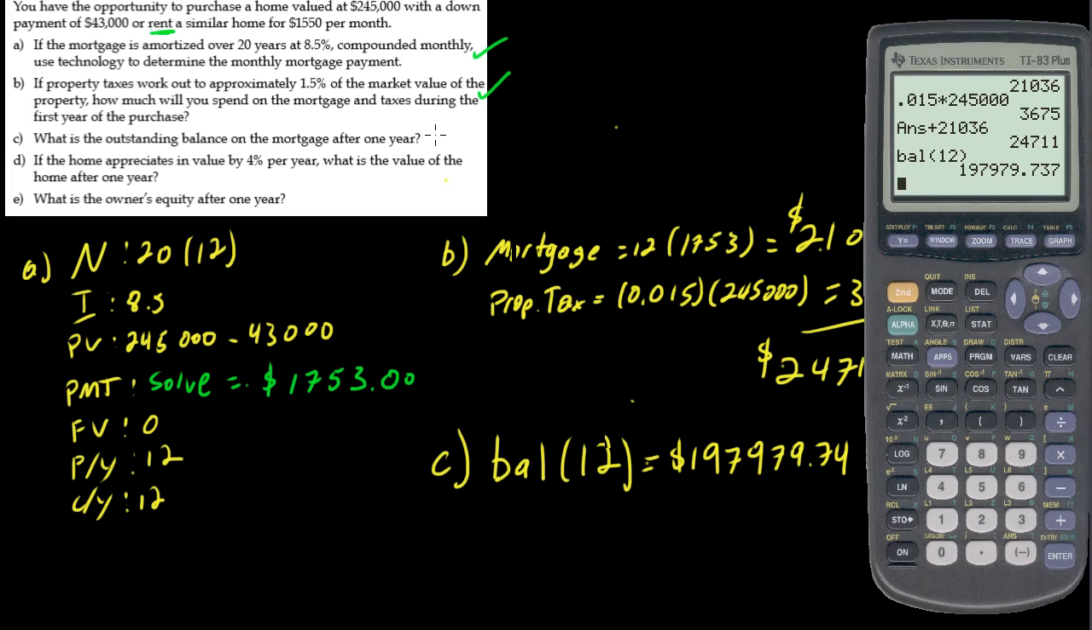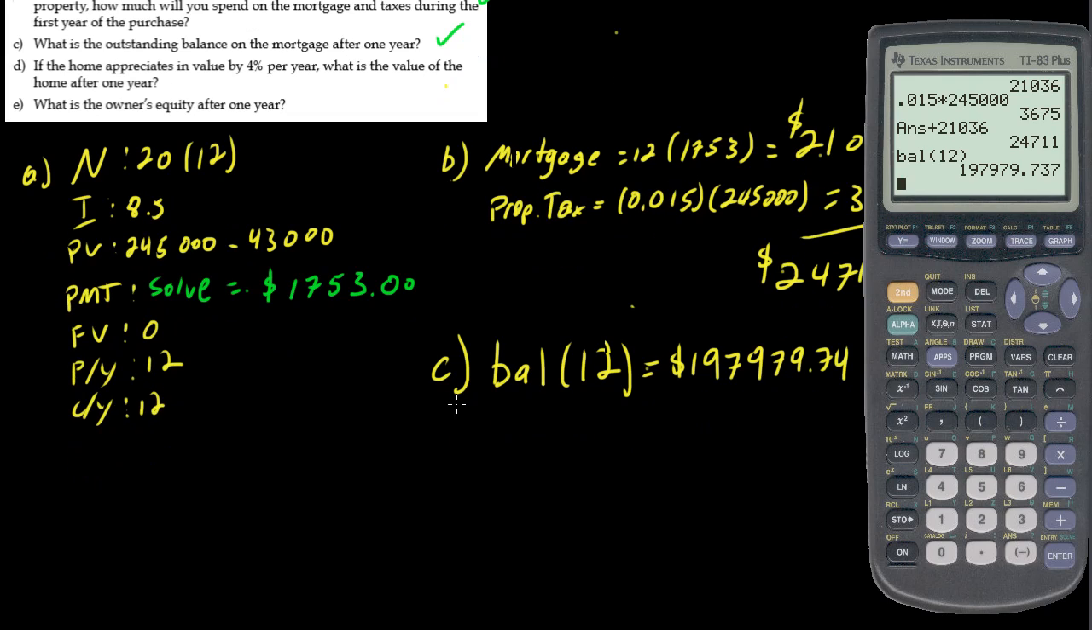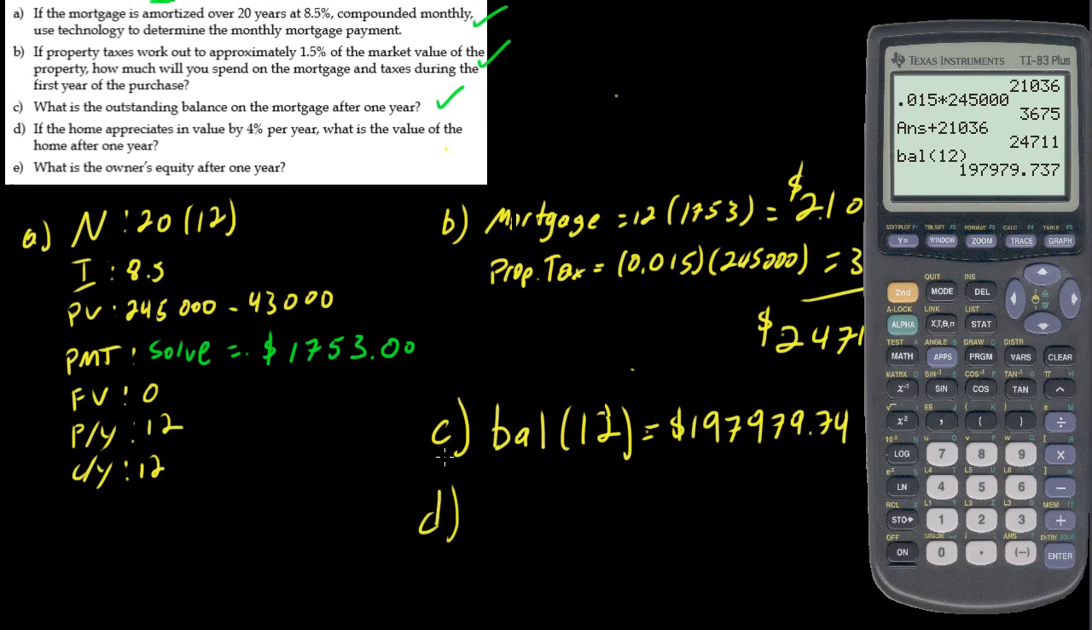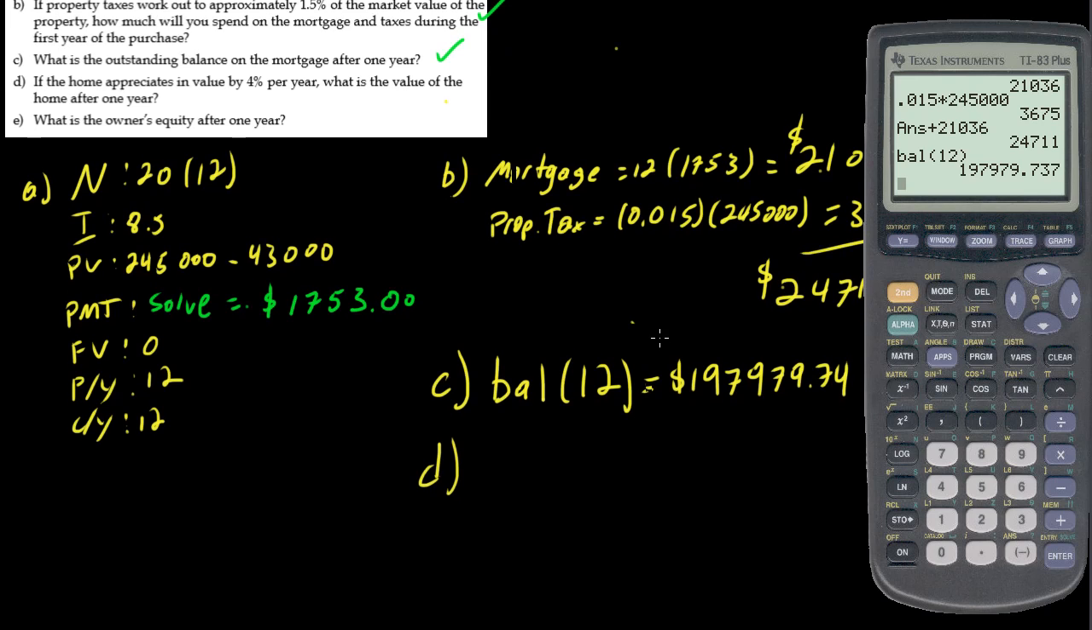The next one to know is that the home appreciates in value by 4% per year. What is the value of the home after 1 year? This is a cool question because it combines stuff that we've done in the past, where your investment grows in money, but that investment is a house. There are two ways to do this problem.